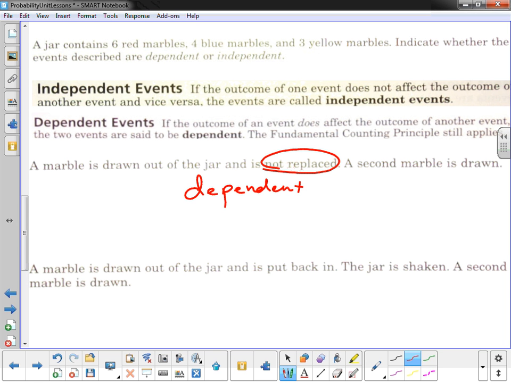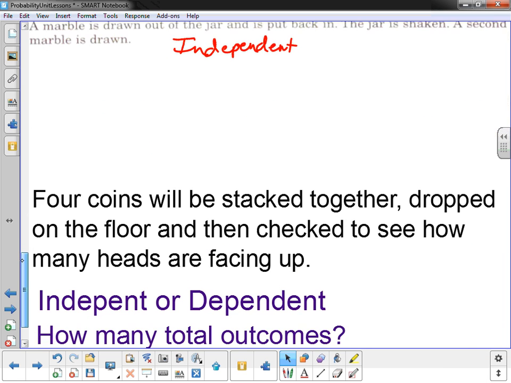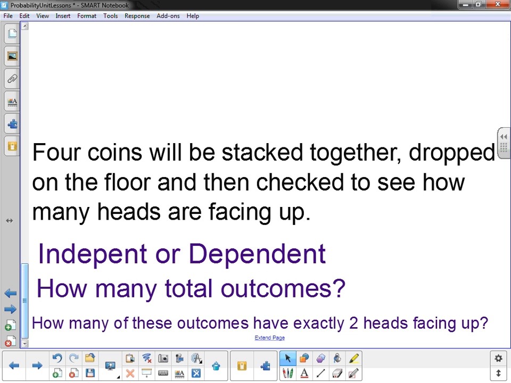Now a marble is drawn out of a jar and is put back in, the jar is shaken, and a second marble is drawn. Well, now when I go back into the second time, all 13 marbles are in there again. This is an example of an independent event. Okay, so there's the idea.